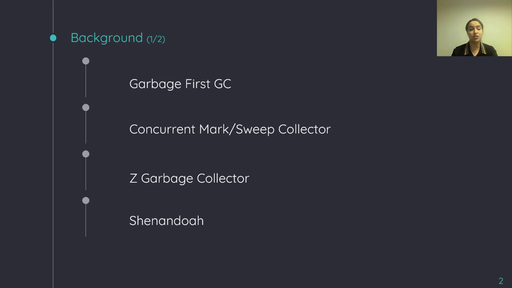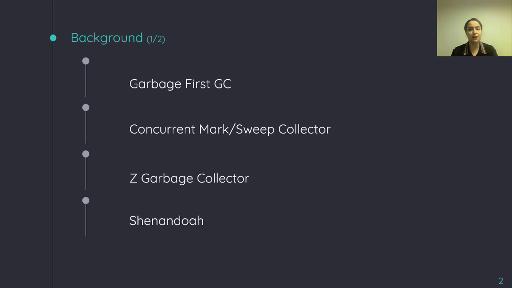G1, which is the default GC since JDK9, is a parallel, regional, and generational GC. It uses concurrent marking and stop-the-world approach to evacuate and compact the live objects. CMS also is a generational, parallel, and concurrent GC. It has small stop-the-world pauses to find the live objects.